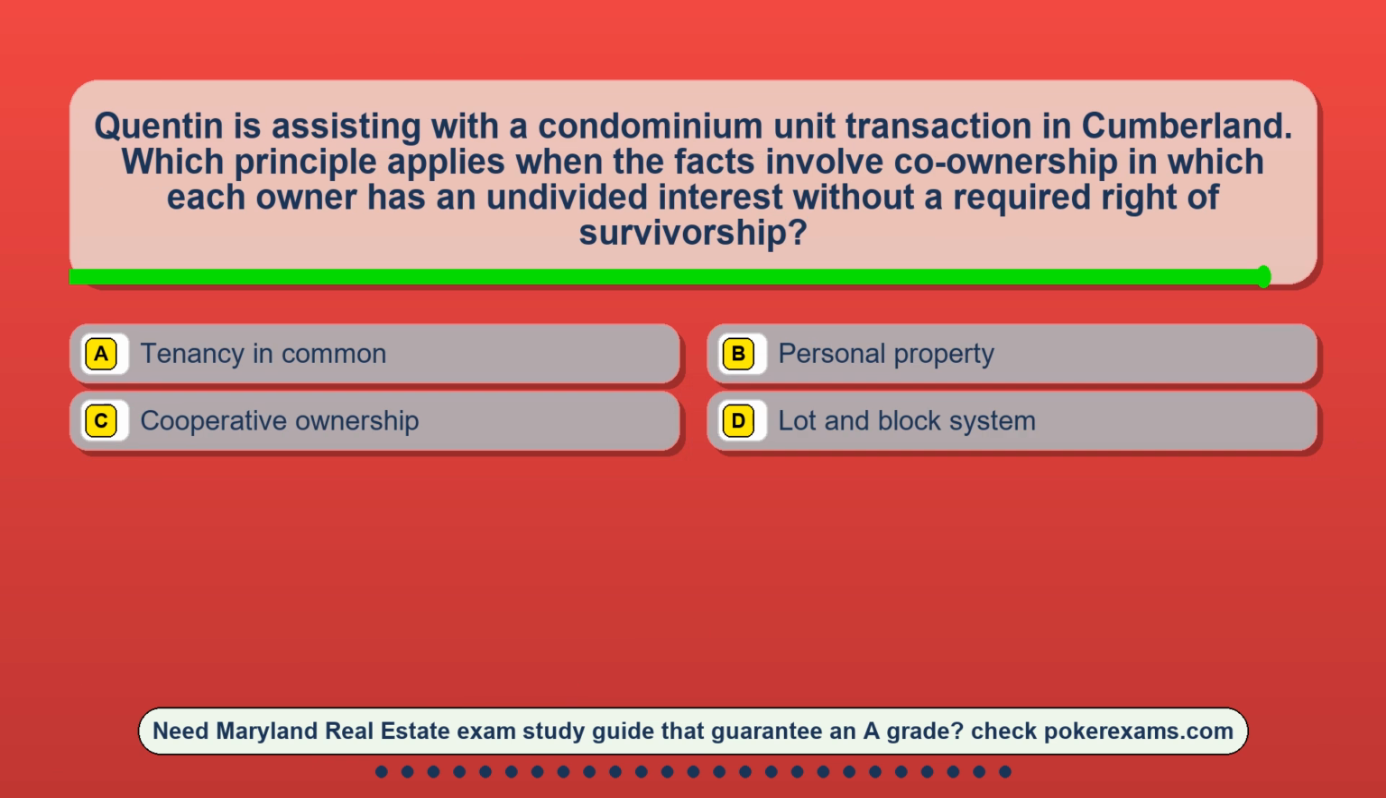Question 20. Quinton is assisting with a condominium unit transaction in Cumberland. Which principle applies when the facts involve co-ownership in which each owner has an undivided interest without a required right of survivorship? Option A, tenancy in common. Option B, personal property. Option C, cooperative ownership. Option D, lot and block system.